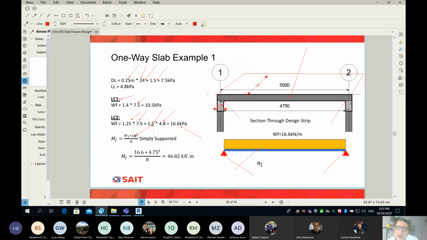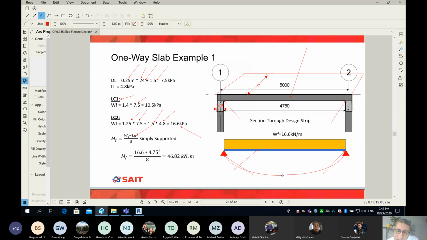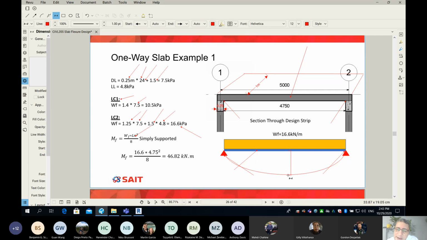So that's my moment. Remember, what's the shape of the bending moment? The shape will look like a parabola, so it goes like this. Sorry, it's not easy to draw in PDF. So this is the shape of your parabola, and the maximum value is over there with a value of WL squared over 8. So this number is 46.82 kilonewton meter. Okay?